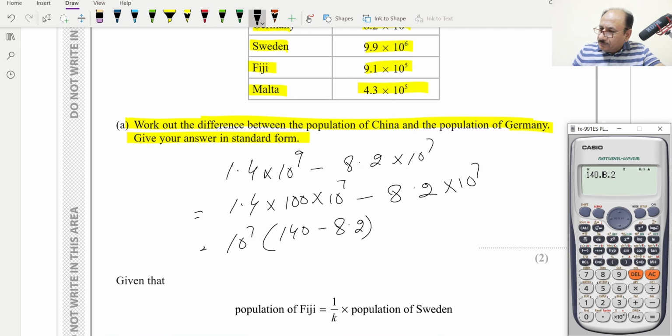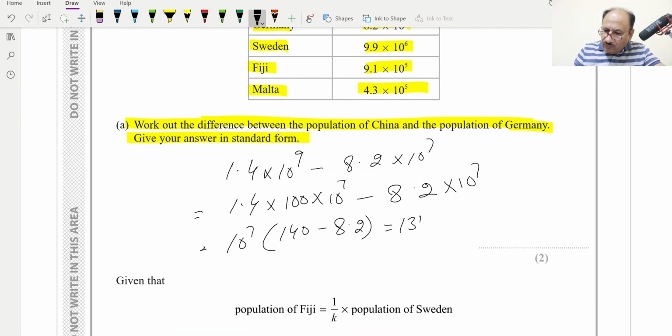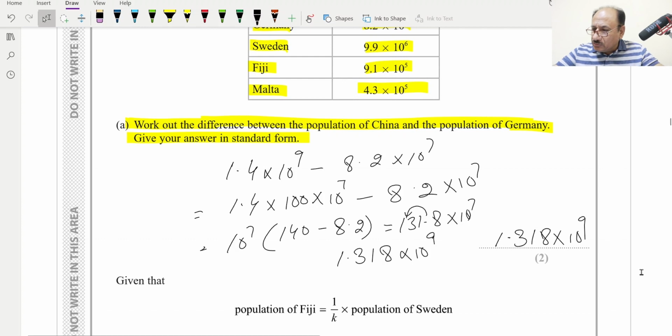140 minus 8.2 will be equal to 131.8, so 131.8 into 10 raised to 7. And in standard form, we have to shift this decimal to between 1 and 9, so it will be 1.318 into 10 raised to power, we shifted by 2 places so we add 2, 7 plus 2 will be 9. So our final answer will be 1.318 into 10 raised to power 9.